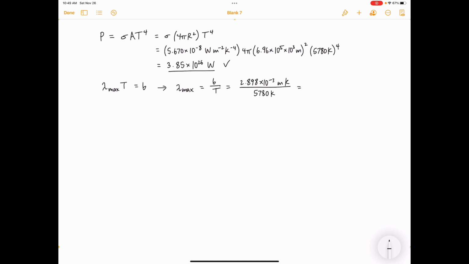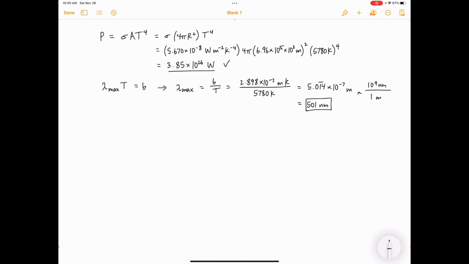This comes out to 5.014 times 10 to the minus 7, and that's in units of meters. We want this in nanometers. So what's the unit conversion? In every 1 meter, we have how many nanometers? 10 to the 9 nanometers. So if you multiply that all out, you're going to get 501 nanometers.